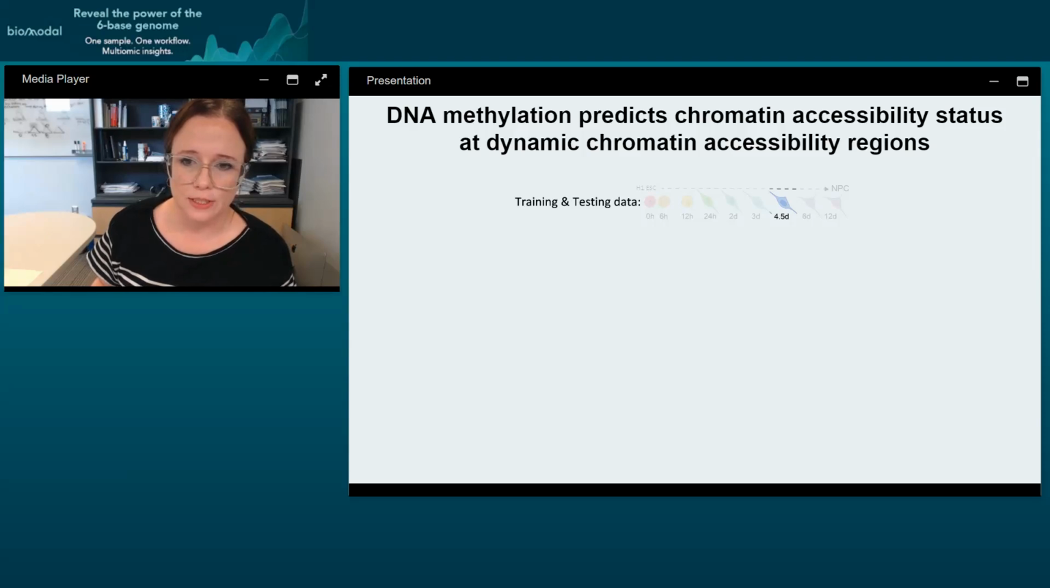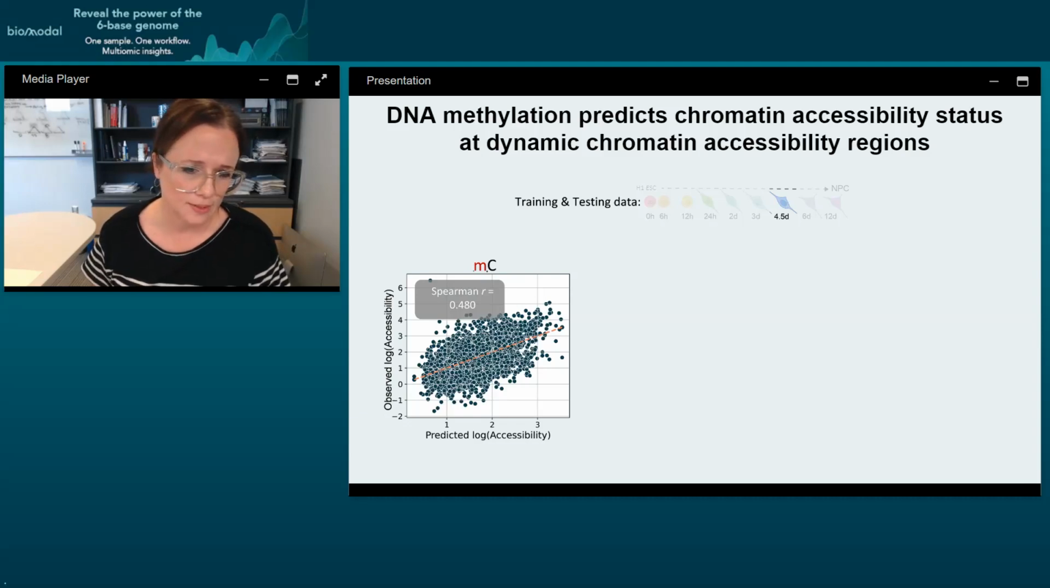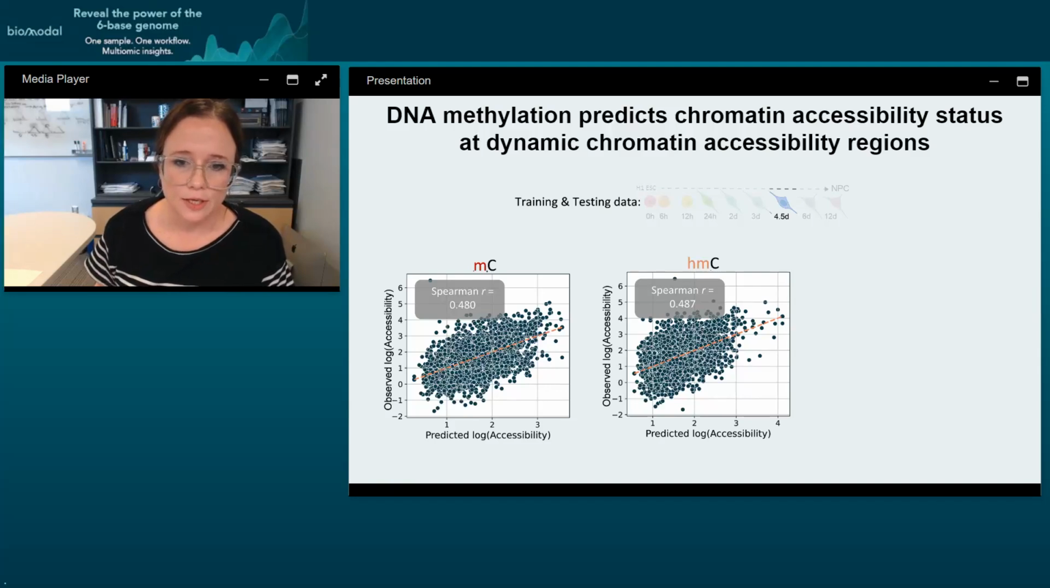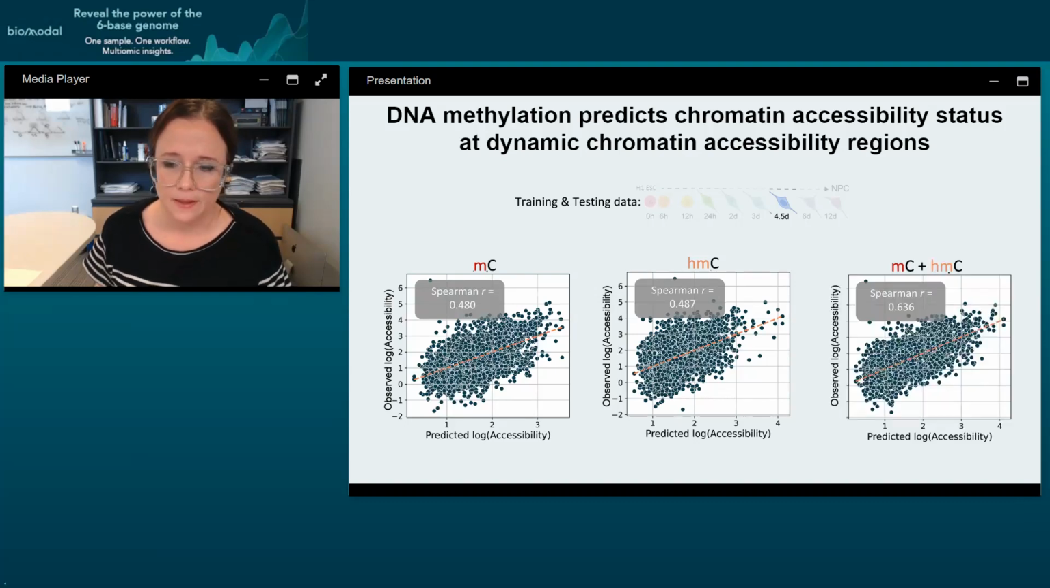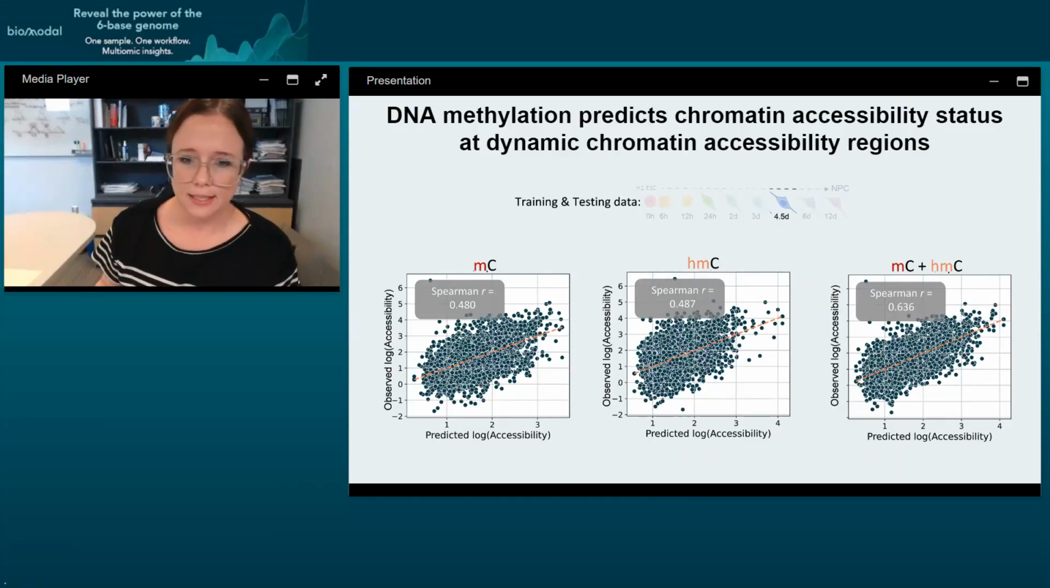For this I'm about to show you, we did the training on 4 days and the testing on 4 days. When we use methylcytosine alone, we are pretty good at predicting accessibility. It's a positive correlation, but it's not nearly to the level of what we were able to do with promoters. If we use hydroxymethylcytosine, our model improves by quite a bit in terms of how we're able to predict accessibility. But if we use both methylcytosine and hydroxymethylcytosine, we get a greater improvement in being able to predict. So on the next slide, instead of showing these scatter plots, I'm going to be showing you these Spearman correlations as a measure of model success.